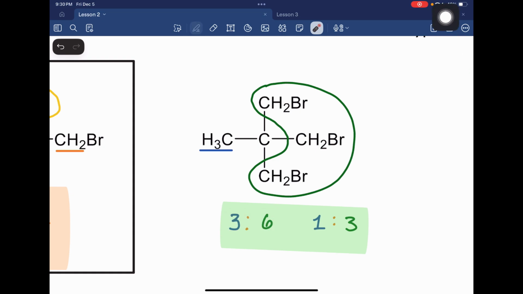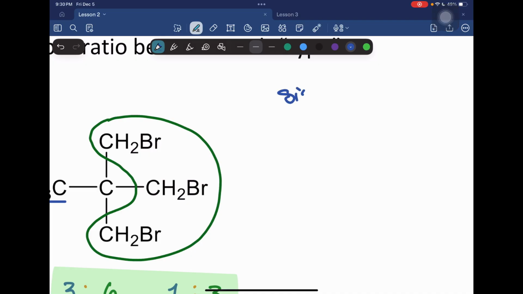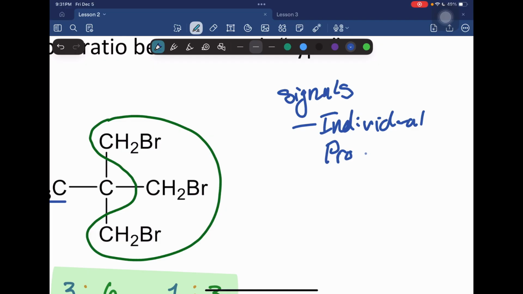So I want you to remember: signals, individual protons, together, each. Sorry, my Apple Pencil isn't calibrated right.